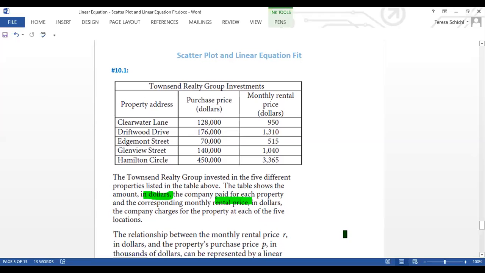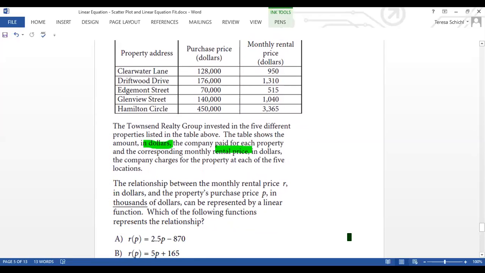So this is how much they charge for rent on the property for the 5 locations. The relation between the monthly rent R, which is really Y in dollars, and the property purchase price P, which they try to trick you with by giving it in thousands of dollars, can be represented by a linear function. Which function represents the relation? This is where people make a mistake. Rent is Y, and P is X here. So you want to find the best fit regression line.